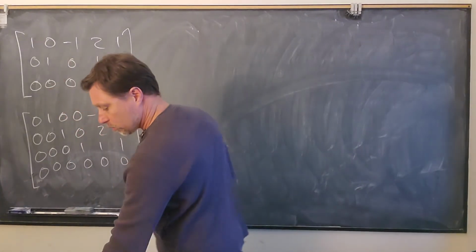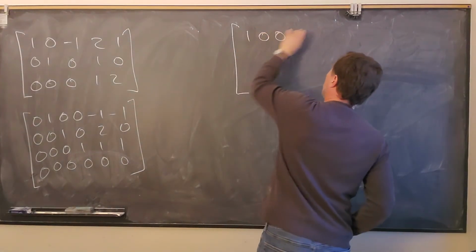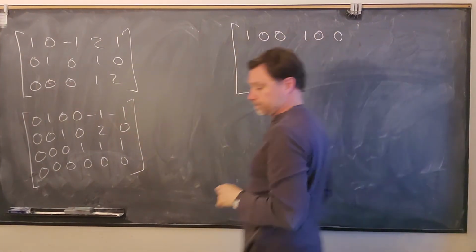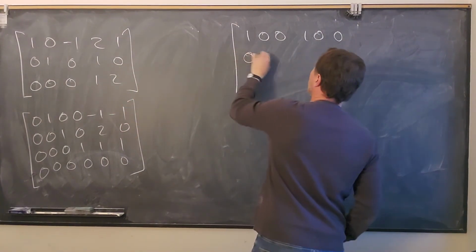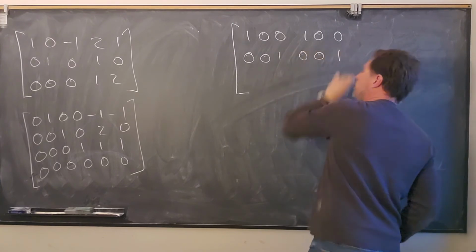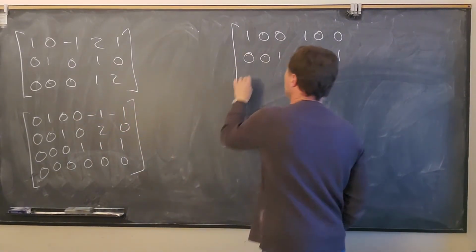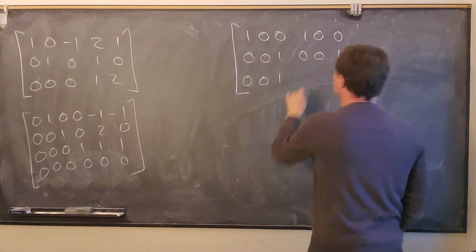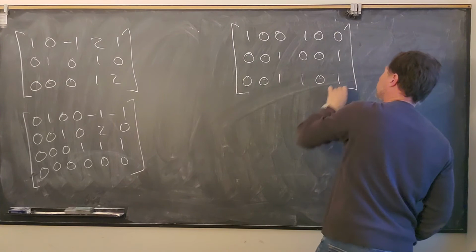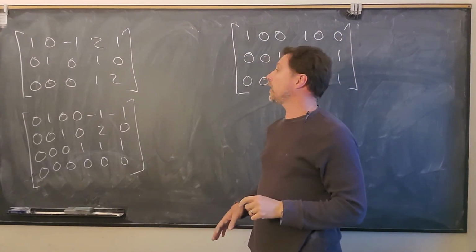And then the last of the examples. 1, 0, 0, 1, 0, 0, 0, 0, 1, 0, 0, 1, and then one more row, 0, 0, 1, 1, 0, 1. Okay, so let's look at each of these three examples and see what we got.